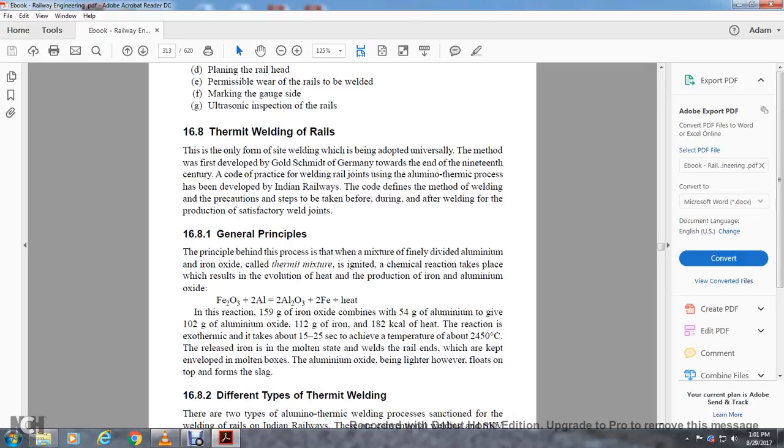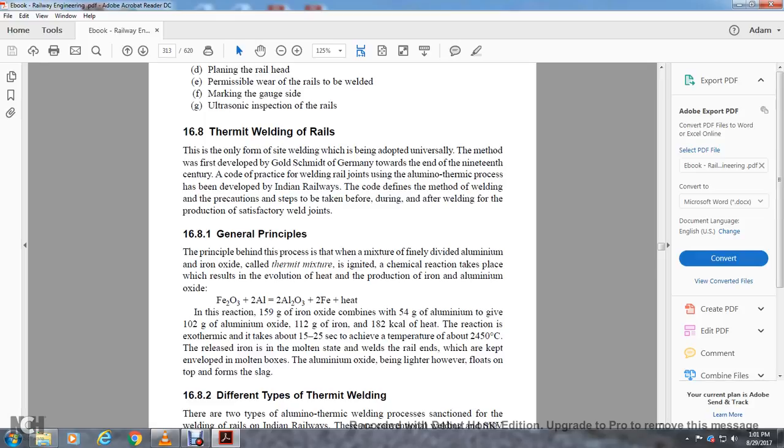16.8.1 General principle. The principle behind this process is that a mixture of finely divided aluminum and iron oxide, called thermite mixture, is ignited and a chemical reaction takes place, resulting in the evolution of heat and production of iron and aluminum oxide. Fe2O3 + 2Al = Al2O3 + 2Fe + heat.